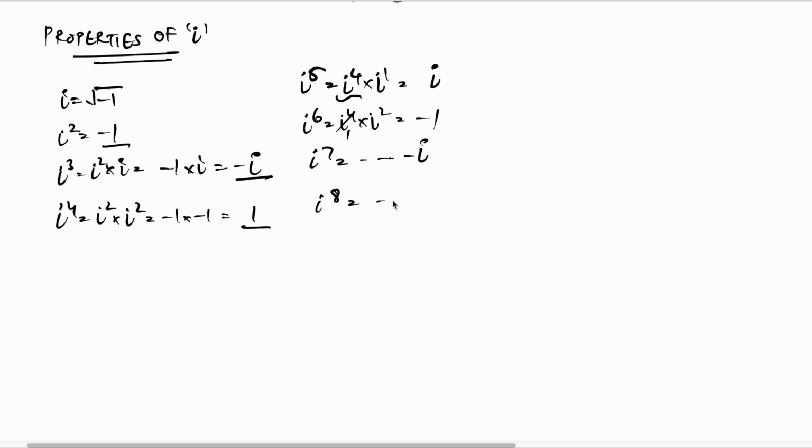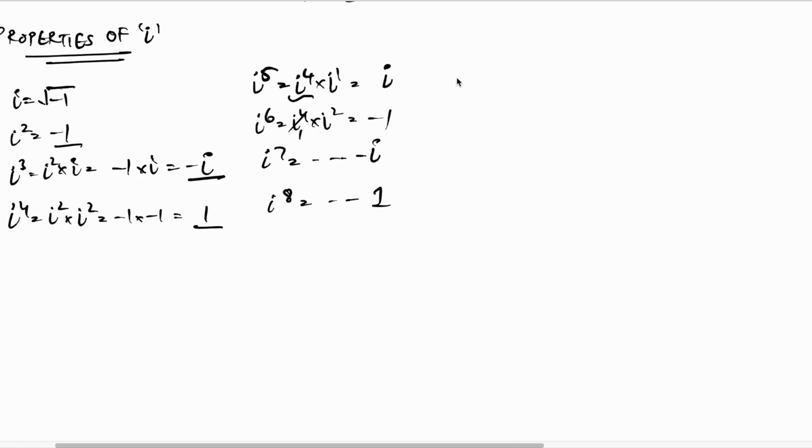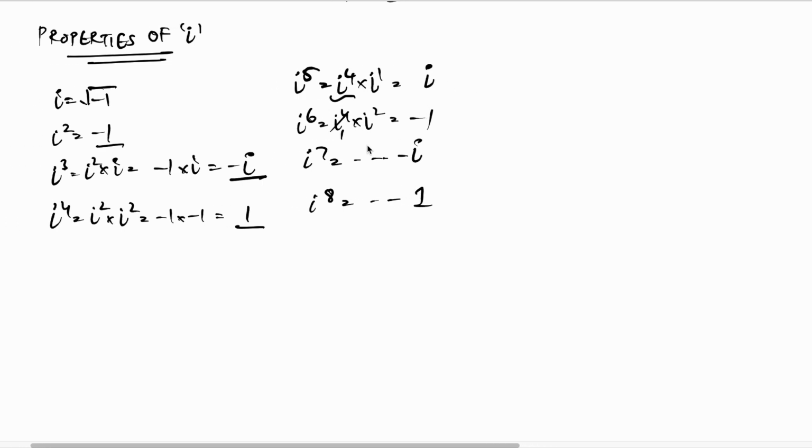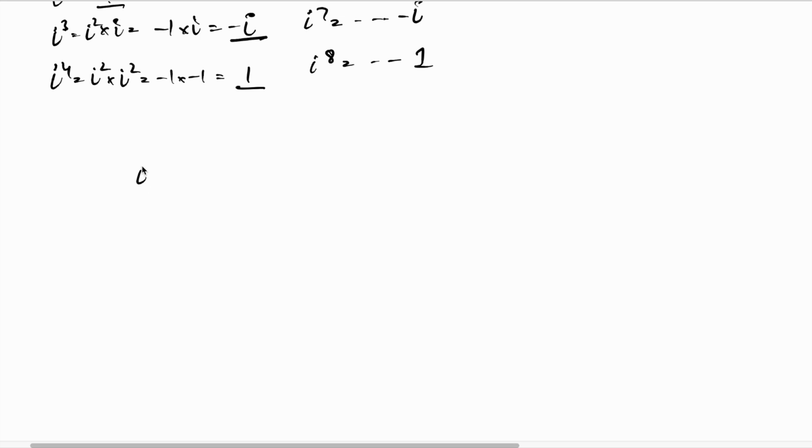Similarly, i raised to 8 is 1, and the cycle repeats in steps of 4. So finding i raised to 66 is a very easy task.